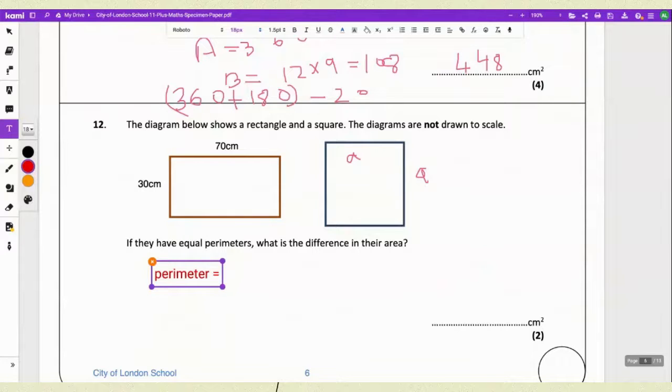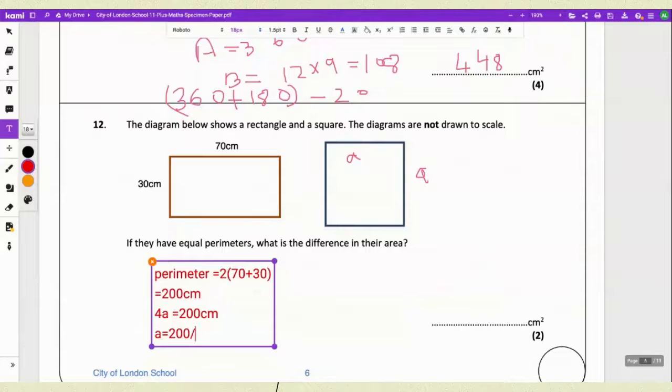So your perimeter equals 2 times, because they have told you it is equal, that's why we are doing that. That gives you 200 centimeters. And the next one is your 4A equals 200 centimeters. And now you have to find the A. When A comes there, then you divide 200 by 4. That gives you 50 centimeters.